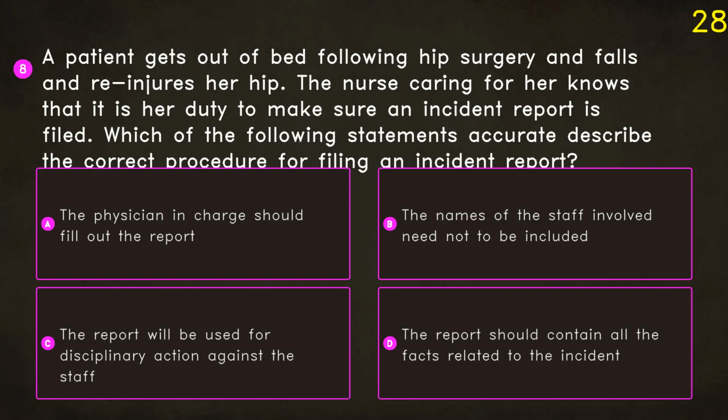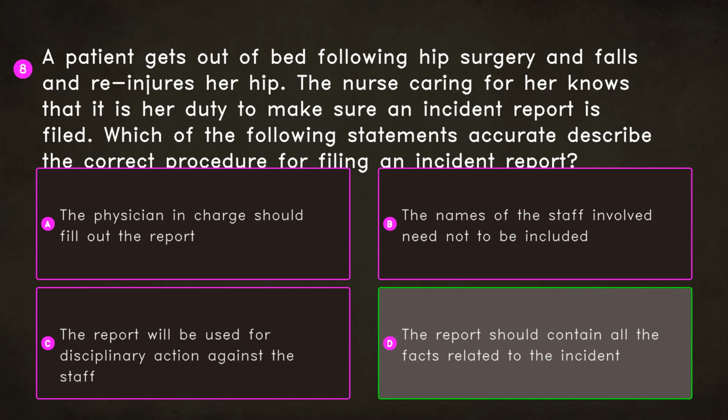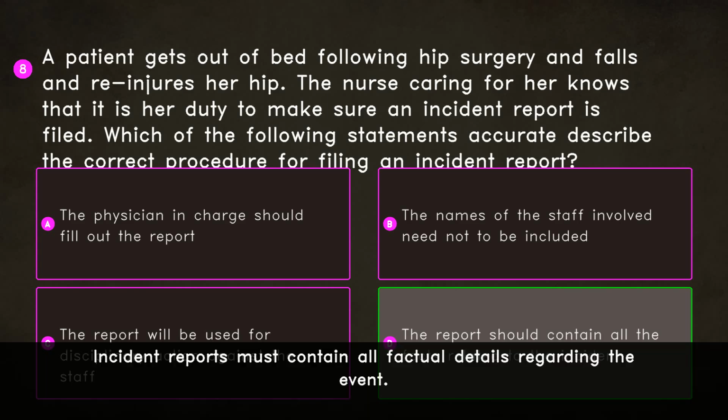Question 8. A patient gets out of bed following hip surgery and falls and re-injures her hip. The nurse caring for her knows that it is her duty to make sure an incident report is filed. Which of the following statements accurately describes the correct procedure for filing an incident report? A. The physician in charge should fill out the report. B. The names of the staff involved need not be included. C. The report will be used for disciplinary action against the staff. D. The report should contain all the facts related to the incident. The correct answer is the report should contain all the facts related to the incident. Incident reports must contain all factual details regarding the event.